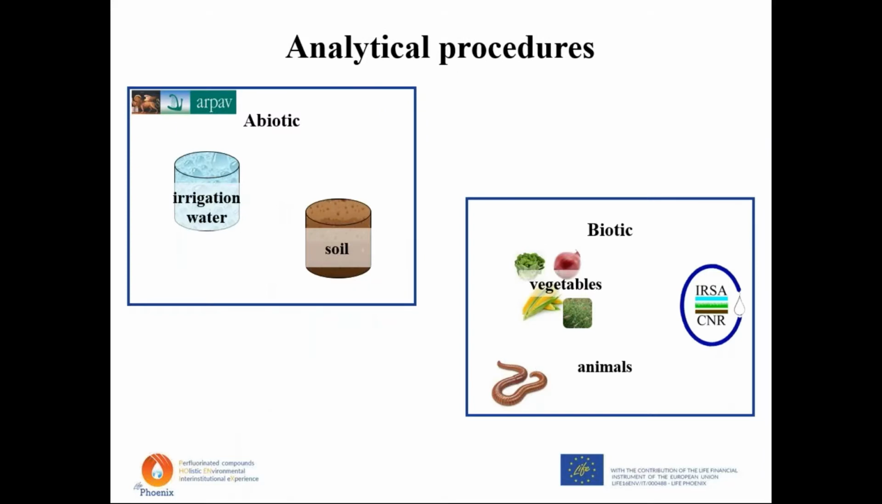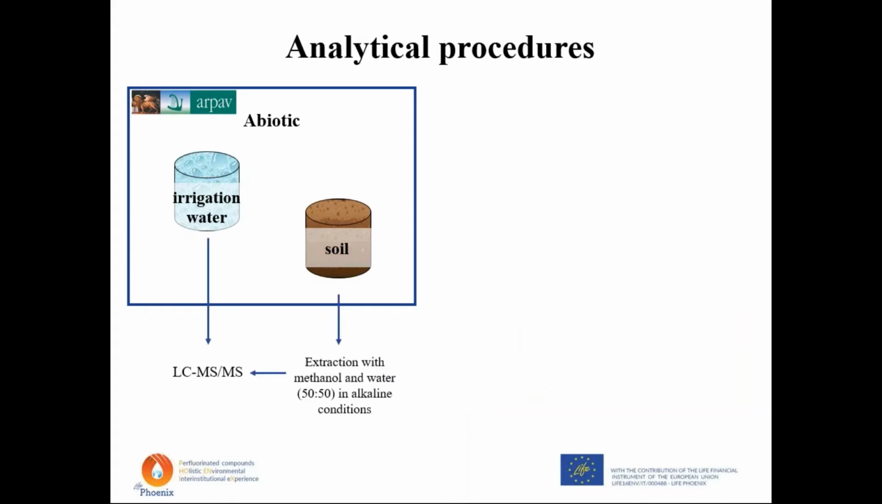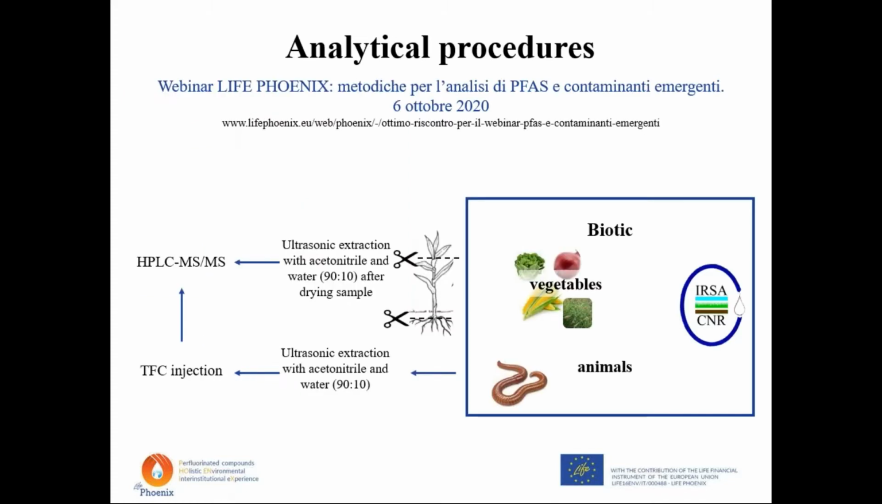Abiotic samples have been analyzed by ARPAV, the Environmental Agency of Veneto, while biotic samples have been analyzed by CNR. Briefly, the PFAS determination in abiotic samples was performed by PFAS extraction with methanol and water, and PFAS quantification by LC-MS. In biotic samples, PFAS were extracted by ultrasonic extraction with acetonitrile and water, and quantified by LC-MS.